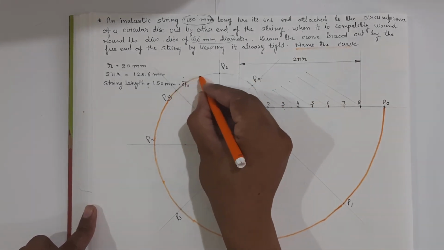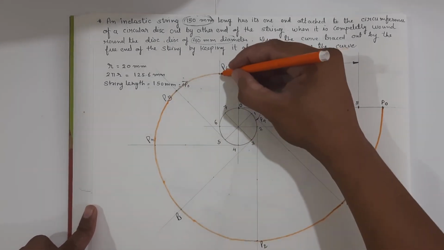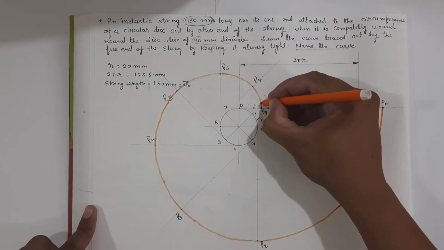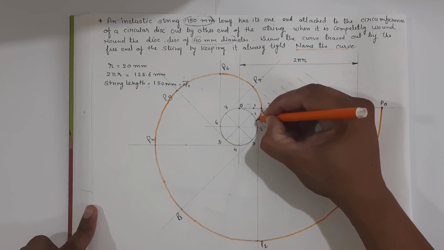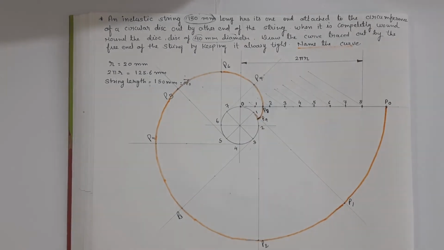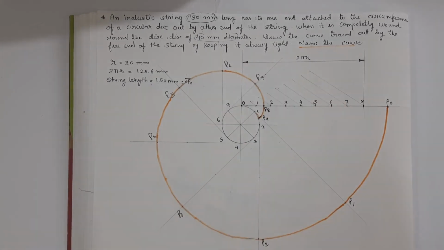So draw the curve passing from each point P8, P9 up to this point. So the curve generated is an involute.